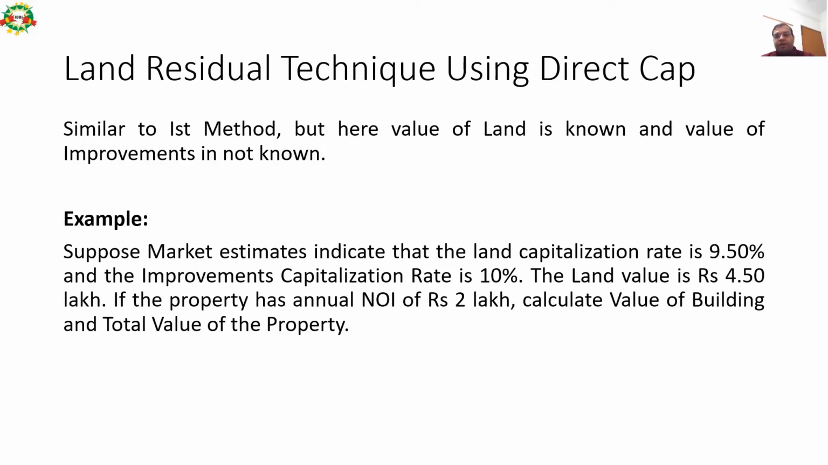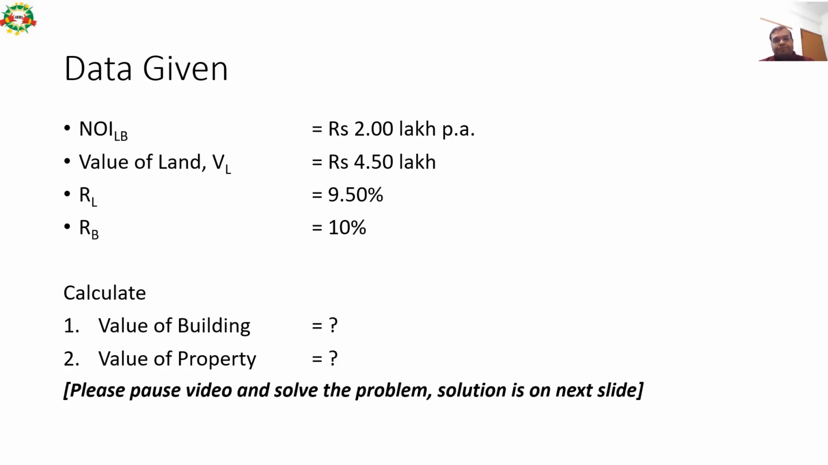So here we have been given data of NOI for land plus building. Net operating income for the total property has been given as 2 lakh rupees per annum. So this income has been given for the full property. Second thing, we have been given the value of land only. And third, the capitalization rate for land and the capitalization rate for building. So these two capitalization rates have been given. Now we have to calculate the value of building and the value of property.